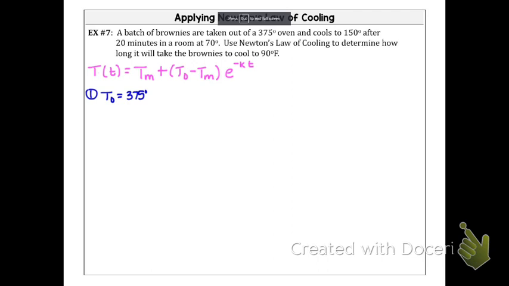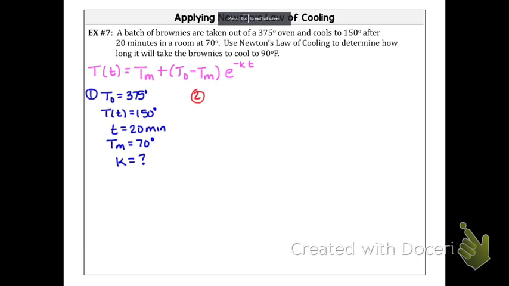They cool to 150 degrees after 20 minutes. That's our T of t. So that's the temperature at time t, and that t is 20 minutes. In a room at 70 degrees. So they're sitting in this room. That's the surrounding temperature, so T sub m is 70 degrees. So remember, e is just a number. So here I know everything except k.